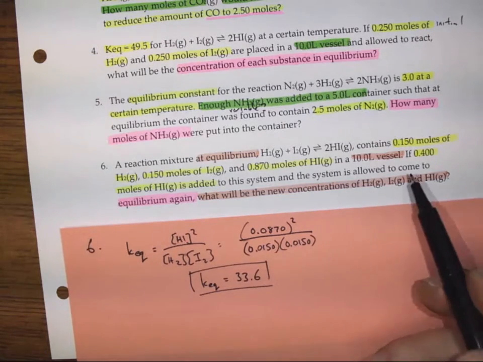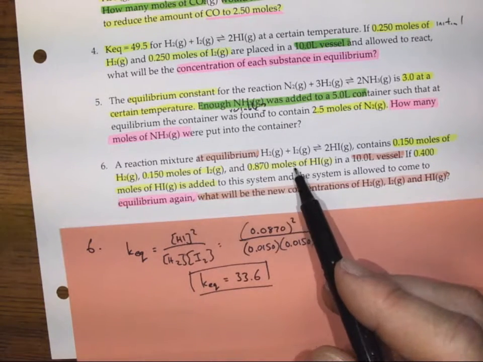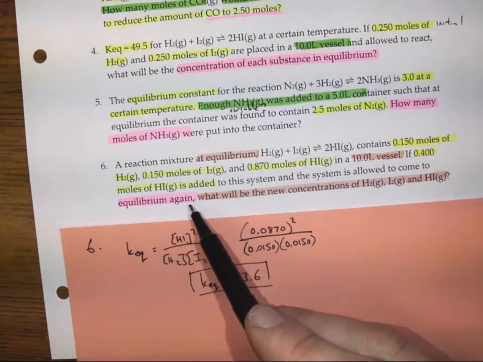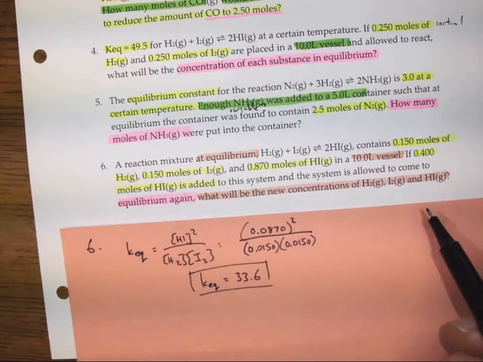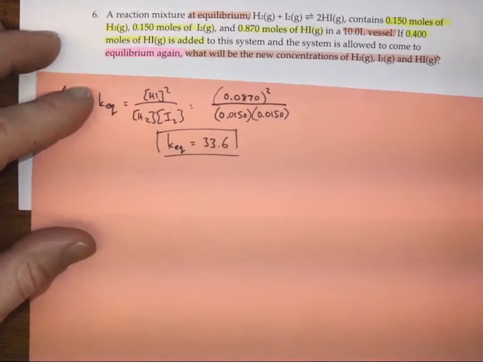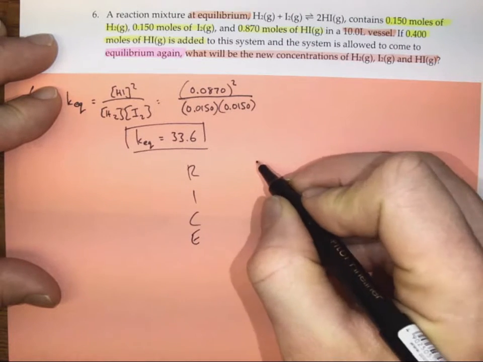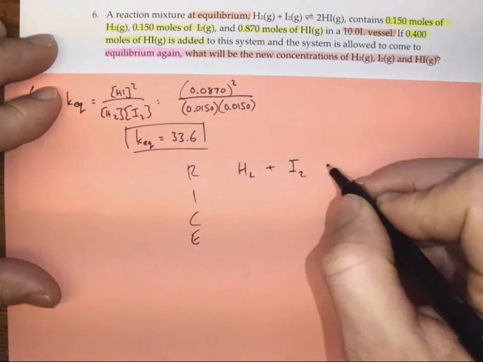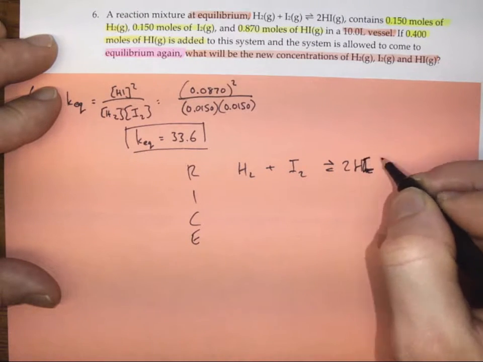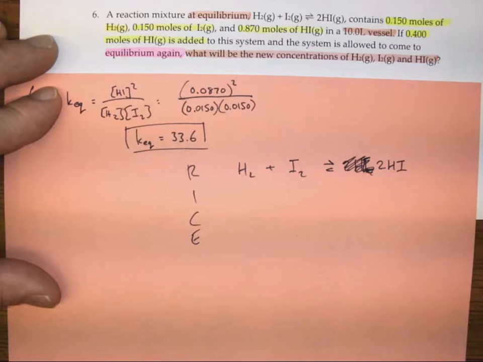Now, it looks like we're disturbing equilibrium. We're going to add some more hydrogen iodide, and then it's going to regain equilibrium. So we've got some initial concentration, and we're going to ask about the new equilibrium concentration. That sounds like an ICE table situation. So let's start by making one of those. Our reaction is hydrogen and iodine making hydrogen iodide at a 2-to-1 ratio. Let's just make that nice and clear.